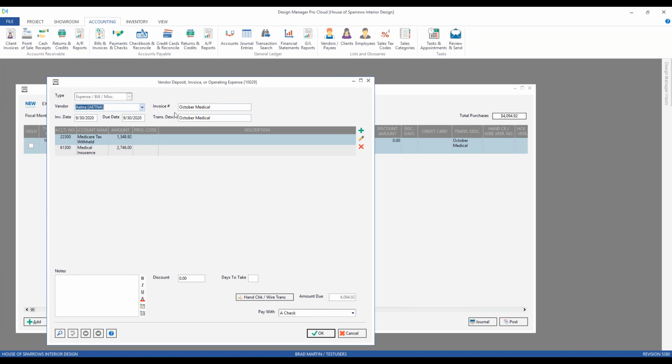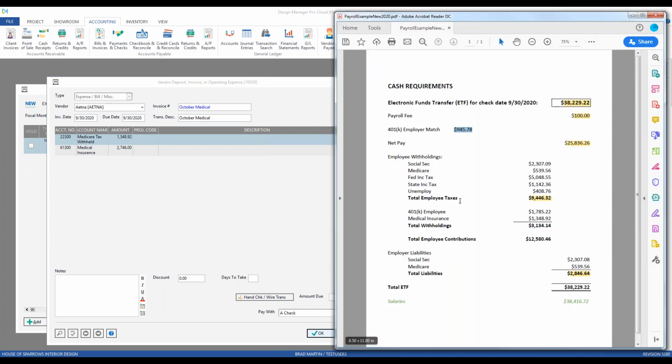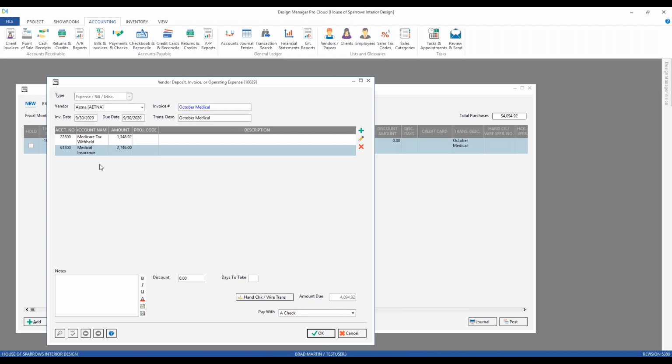So we can see I have my vendor selected, my invoice number. I'm just using a description of what I'm paying for, date, etc. But I have two distributions into my payment to Aetna. The first is our withholding account. That's our 1348 from our cash requirements. The second portion is an expense account. This is the portion that my company's paying for my employees' health care. The two of them together are the entire amount that I currently owe Aetna.